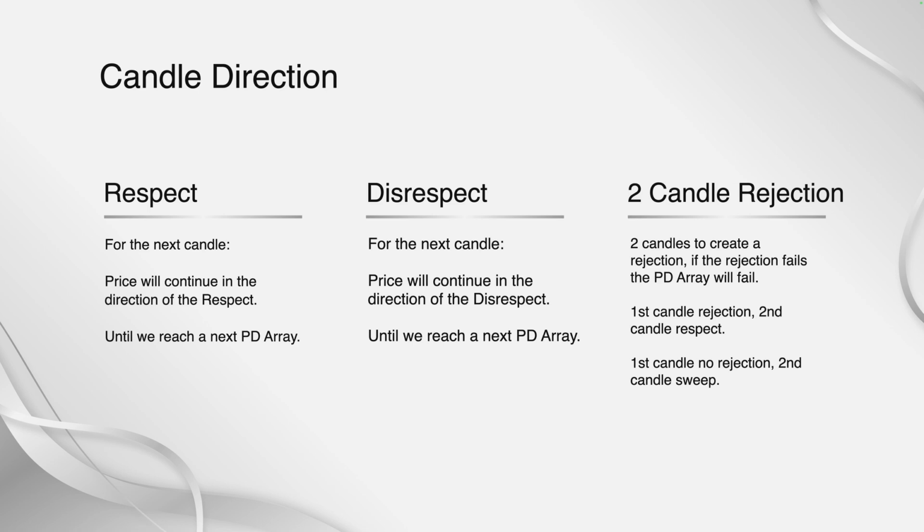So the first discount array in that sense. And then we see again, what are we doing? Disrespect is the same thing, only it's opposite. So for the next candle, after we come into that premium array and we are disrespecting it, price will continue in the direction of disrespect until we reach the next PD array.